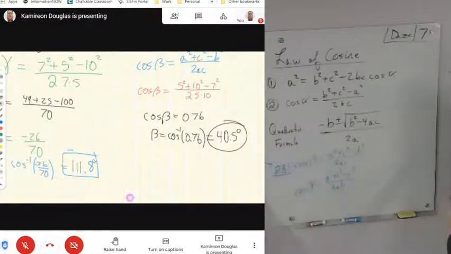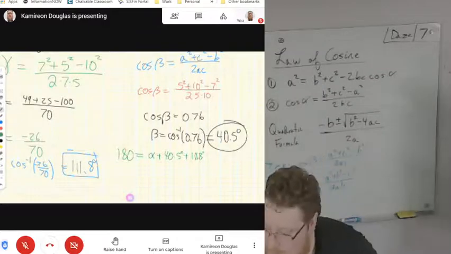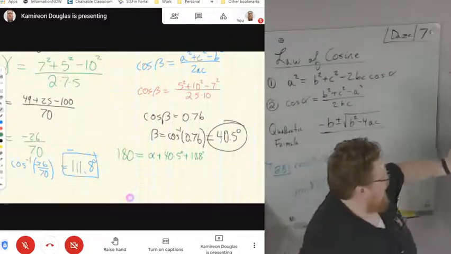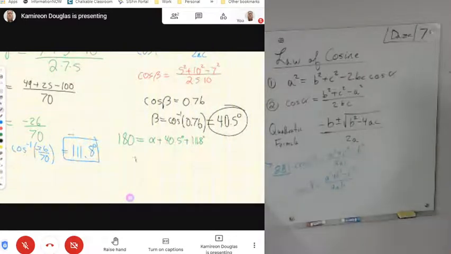We do 180 equals my alpha, which is unknown, plus my beta, which is 40.5, plus my gamma, which is 111.8. All right, and then I get alpha by itself: 27.7. Yay. I think that's right. Alpha is 27.7 degrees, because I found that one first.